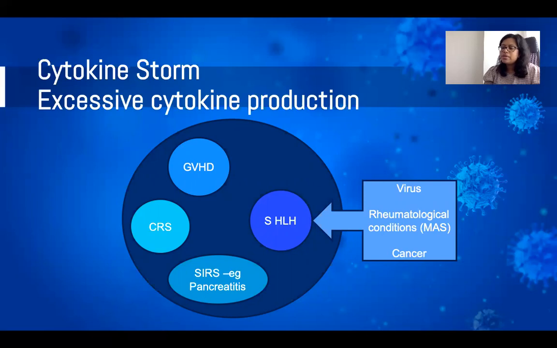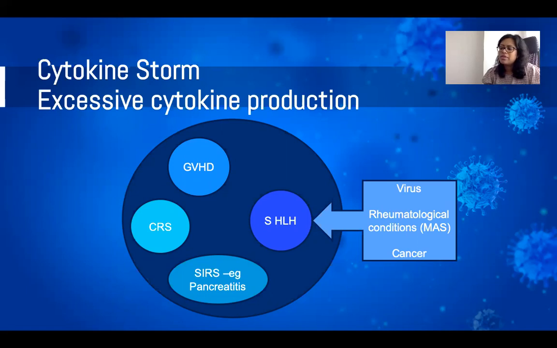So what conditions are already established as causes for cytokine storms? Examples are graft versus host disease and perhaps systemic inflammatory response syndrome, SIRS, in conditions such as severe pancreatitis, which can cause ARDS. The heme oncology specialists will probably be more familiar with cytokine release syndrome, which is the complication of chimeric antigen receptor or CAR T cell therapy, and also in the context of using therapeutic antibody treatments for cancers.